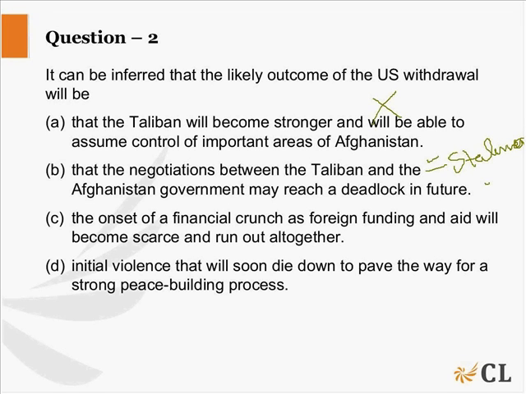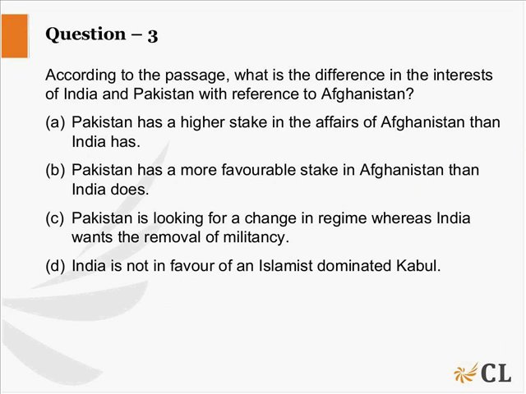So we will just right now zero down on B, but we'll look at the other options also. The onset of a financial crunch as foreign funding and aid will become scarce and run out altogether. But America said that they will give some $1 billion to Karzai, so this is incorrect. Initial violence that will soon die down to pave the way for a strong peace building process. But the author was giving his fears that there could be some violence in Afghanistan. So this is also eliminated. So my answer option actually becomes B. Coming to question number 3.